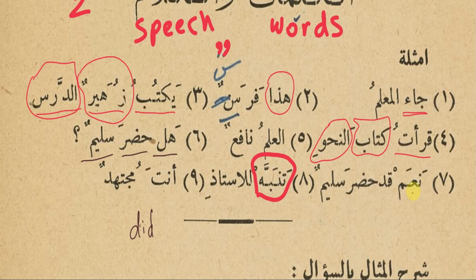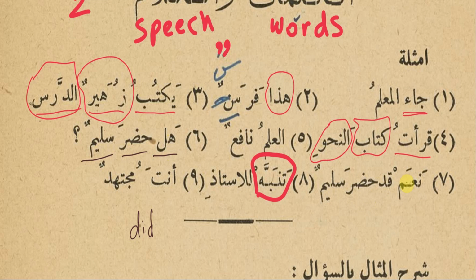Now here, notice the answer for this question. نعم قد حضر سليم. Yes, Salim did attend. So this قد here is only used with verbs. You will only see it before a verb like here, which is a useful tip for text analysis. So قد حضر سليم. So here you are answering the question. You are saying yes. قد حضر سليم. Salim did attend.